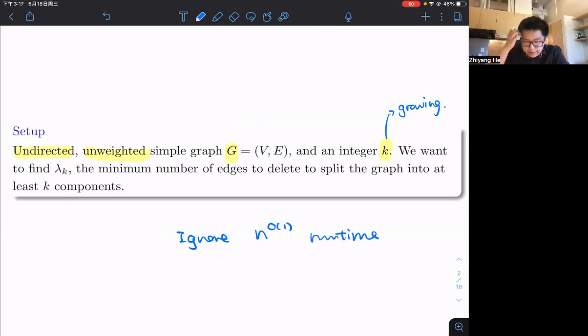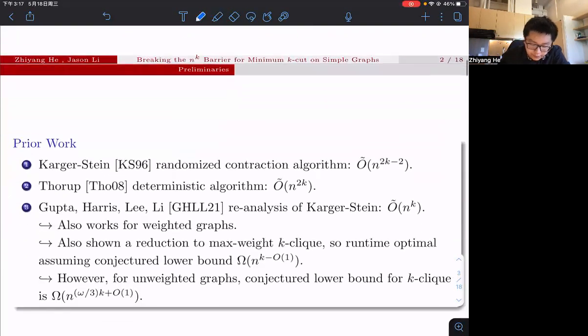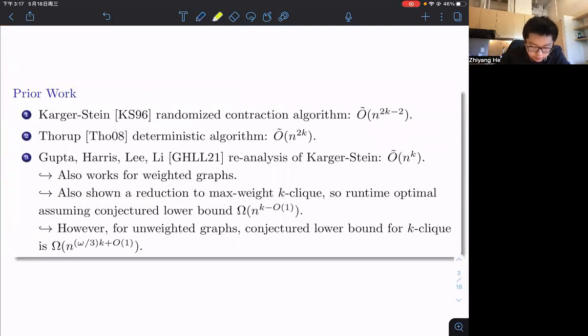Okay. So since this problem is so well studied, there are a few important results that we need to cite. The first result that we cite is the Karger-Stein randomized contraction algorithm from 1996, which runs in time roughly n to the 2k. Again, we're going to ignore n to the O(1) factors in the runtime. And the next result we cite is a deterministic algorithm by Thorup from 2008, which runs in time n to the 2k as well. And the third result is a breakthrough result by Gupta, Harris, Lee, and Li from 2021, which shows that perhaps surprisingly, the original Karger-Stein algorithm runs in time n to the k.